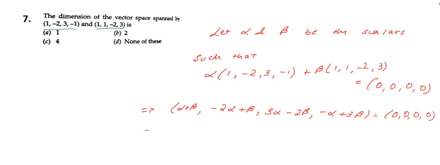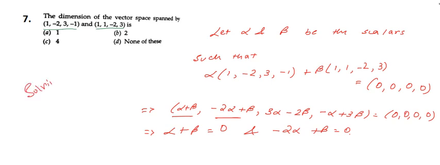So let us take any two equations. Let us take this and this. So taking the first two, we have alpha plus beta equal to 0 and -2 alpha plus beta equal to 0. So solving both equations, we get alpha equal to 0 and beta equal to 0. So from this we can say that the dimension of the vector space will be 2. So our answer to question number 7 is 2.